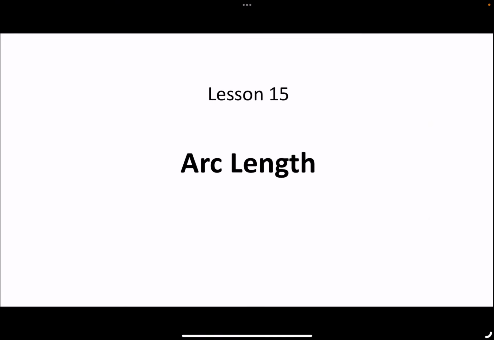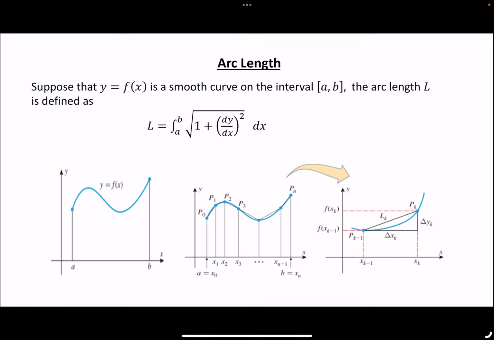Hi everyone. Today we'll be having our lesson on the length of an arc. Suppose that y is equal to f of x is a smooth curve over the interval from a to b. The arc length L is defined as L is equal to the integral of the square root of 1 plus y prime squared dx from a to b.